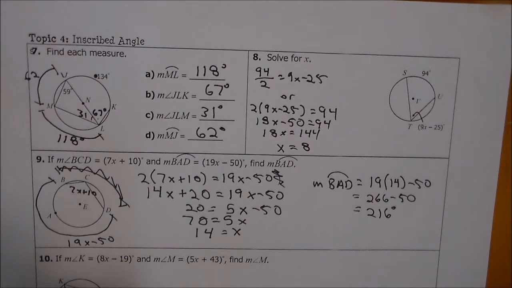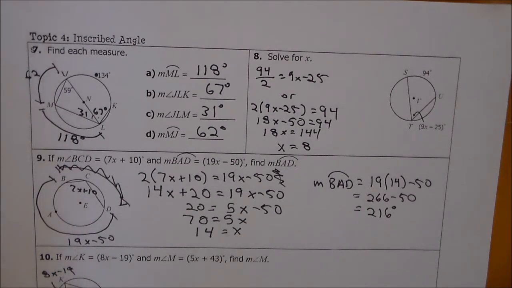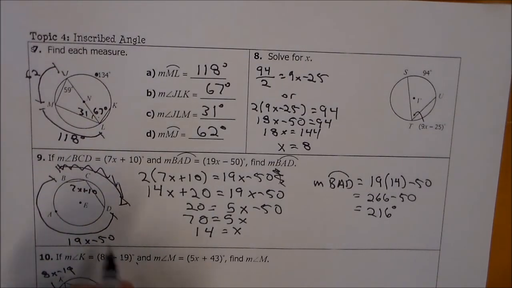For number 10, we have angle K is 8x minus 19. Angle M is 5x plus 43. We have to find angle M. In this case, we know that these two angles are supplementary because it's a quadrilateral inscribed within the circle. And that works because if I doubled this angle, it would be this arc. And if I doubled this angle, it would be this arc, which then would have to add to 360 because they make a full circle. So because we take half, the 360 becomes 180. It's just a little shortcut that we use whenever it's inscribed.